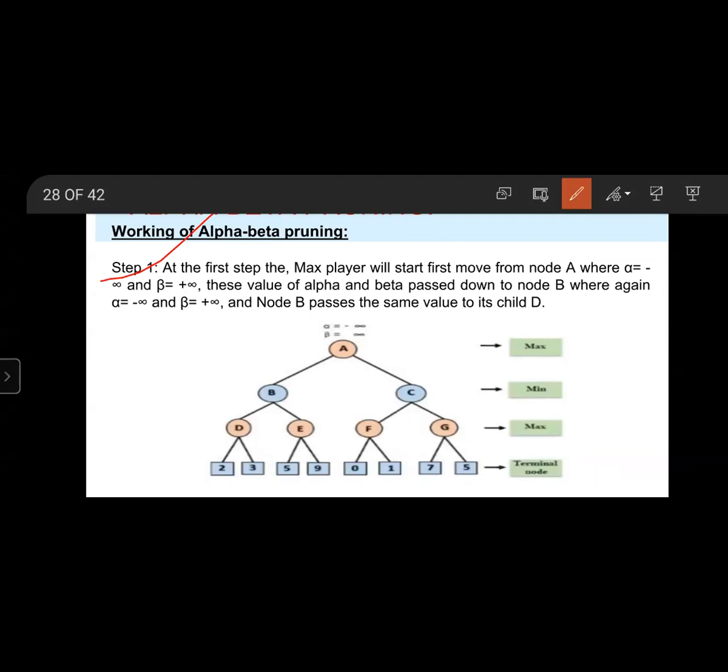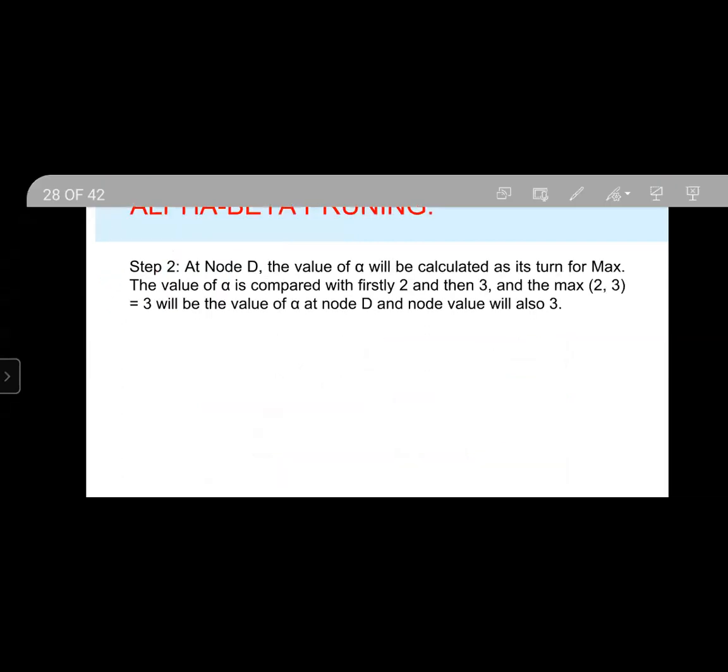The values of alpha and beta pass down to node B, where again alpha equals minus infinity and beta equals plus infinity. Node B passes the same values to its child D.